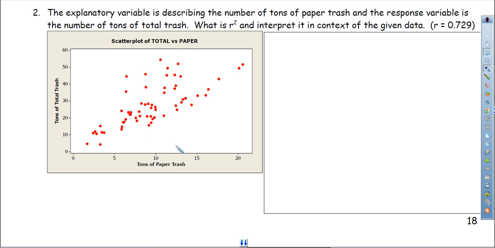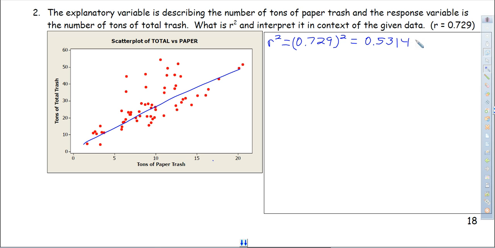So suppose we put this into our statistical software and we get our regression line to model the data, and we're given an R value of 0.729. What is the R squared? And let's interpret this in the context of the given data. So just like before, we're going to take this value and square it. We should get approximately 0.5314. And again, let's turn that into a percentage.